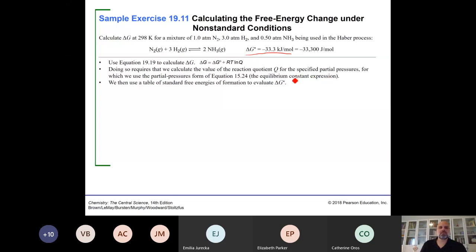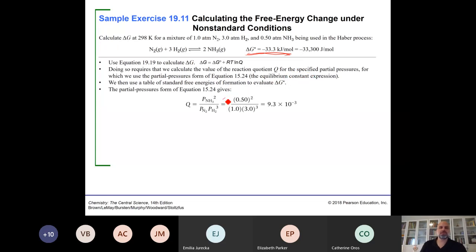We then use a table, I'll show you what this means in a second. We then use a table of standard free energies of formation, delta G, which is given up here now, but you would have needed to look this up to calculate that. And then we have the partial pressures, right?